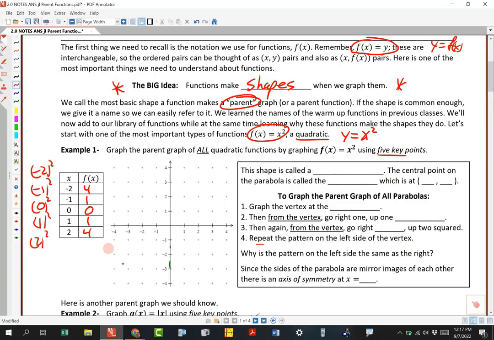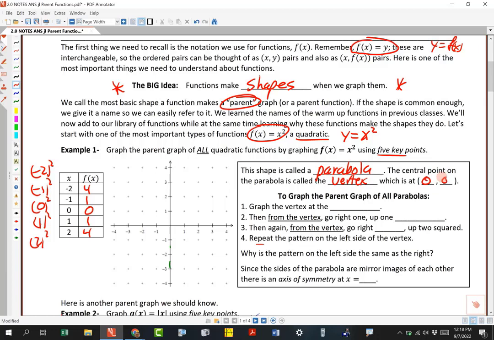So what we're going to do is graph this shape right here. And this shape has a special name. The function is called a quadratic, but the shape is called a parabola. And then the center point is called a vertex. And that vertex is at the origin, it's at 0, 0.